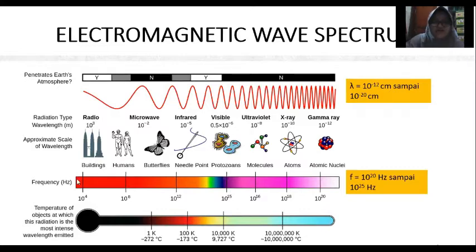And the frequency of gamma rays is 10 to the power 20 Hz until 10 to the power 25. Next, and the last, the temperature of an object at which this radiation is most intense, with wavelength emitted, is more than 10 million Kelvin.